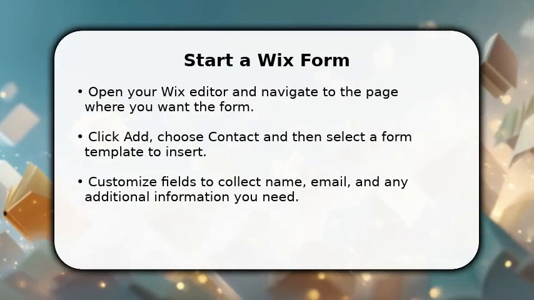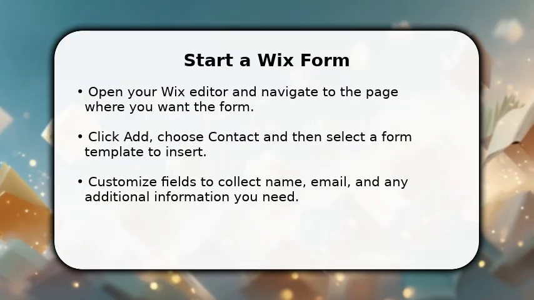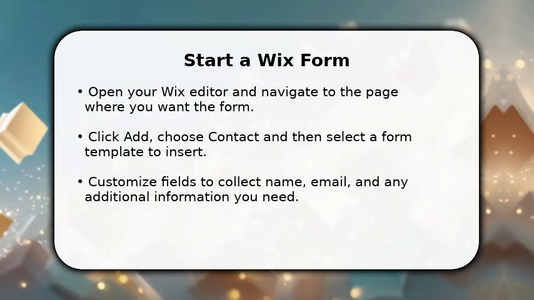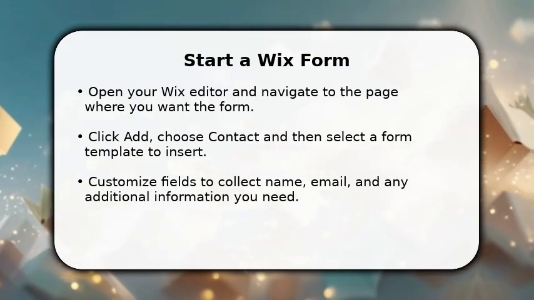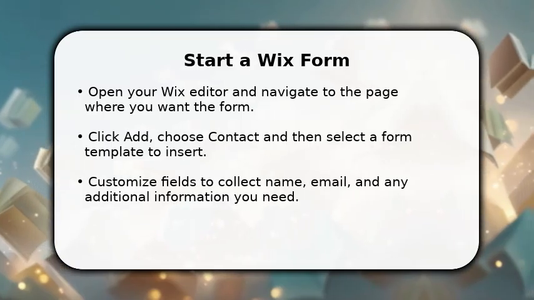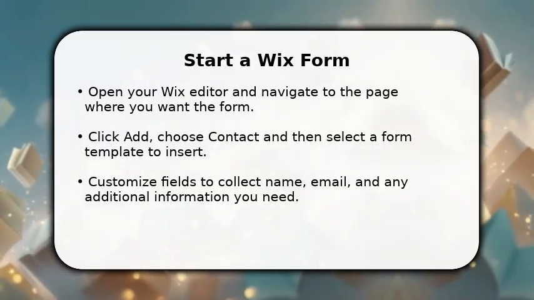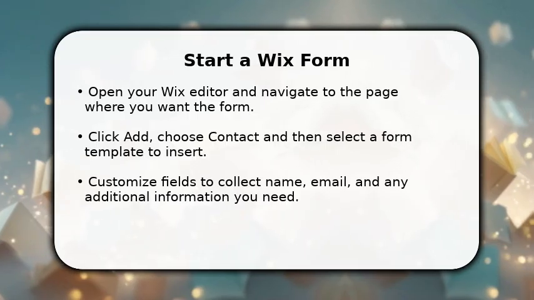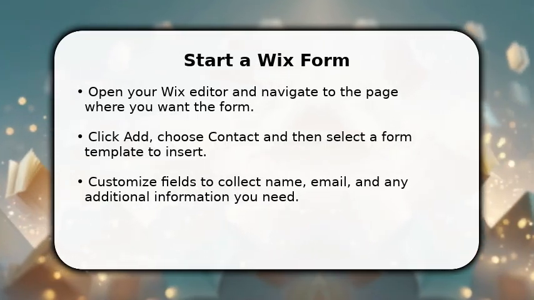In this video, I will show how to add a form in Wix. Open the Wix editor, choose the page, and click Add to insert a form. Next, pick a template that matches your needs and drag it into place. Use the form settings to rename fields, toggle required options, and add placeholders. Save your work and preview the page to test submissions and layout before publishing your site.